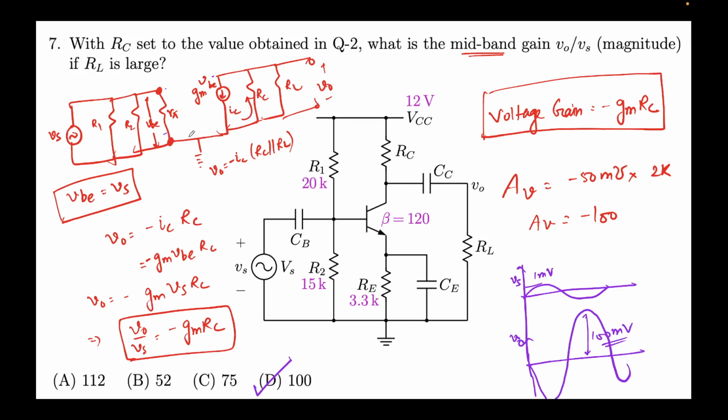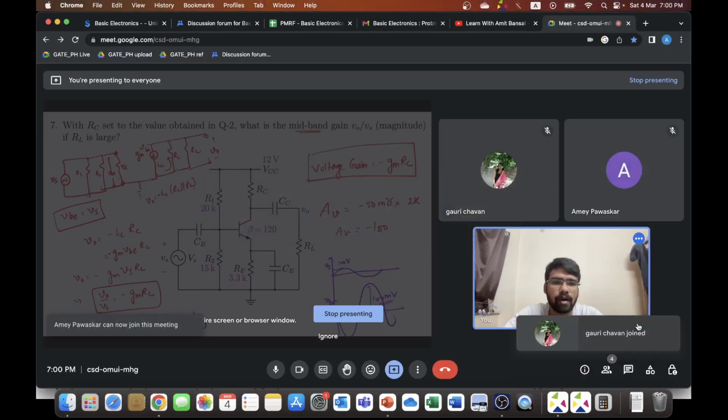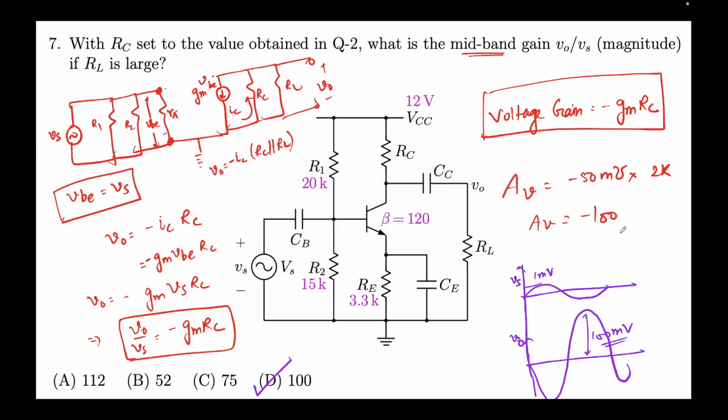There'll be no crossovers. The rest is just algebra. We also dropped RL because RL is very large, which is given in the problem, and we obtained the voltage gain to be minus GM RC. We put in the values, which comes out to be minus 100. The minus sign denotes, as I told you, that the polarity of the output voltage is reversed as compared to the input voltage, but the magnitude of gain is 100, which we obtained over here, and hence the correct option would be D.